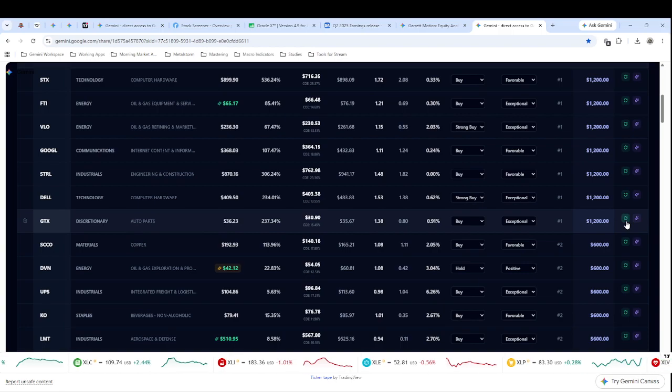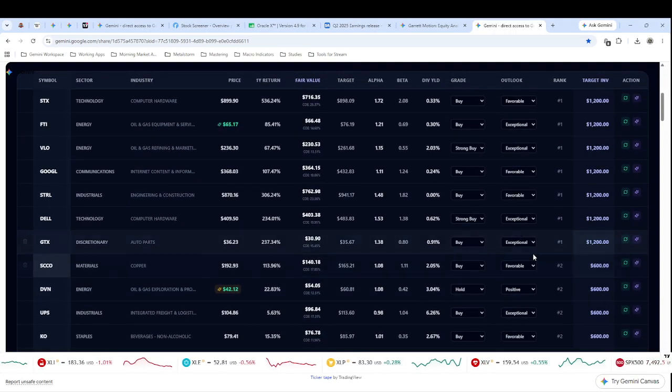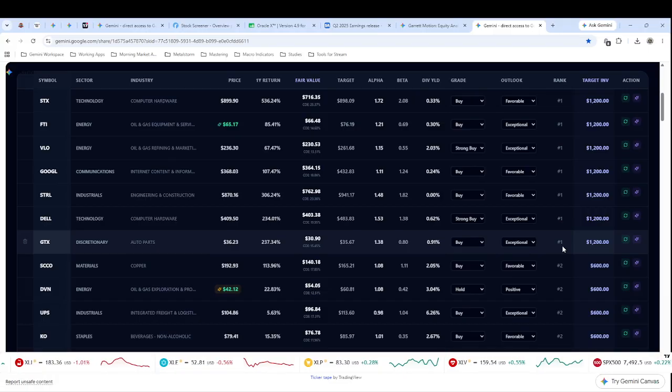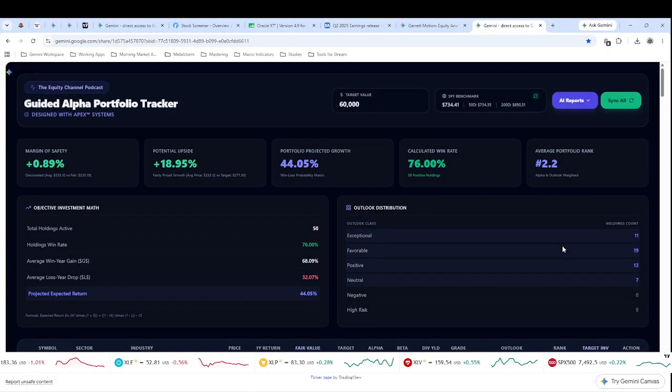And I think when it's all said and done, the way that we structure our lives, however that's going to end up being. Look at them. They moved up here. They end up being a rank one. GTX is a rank one now.